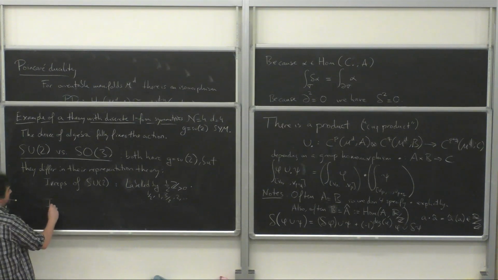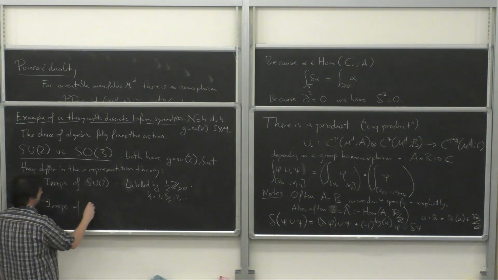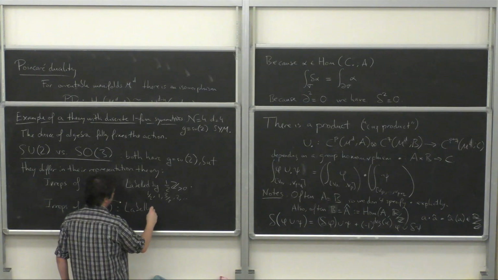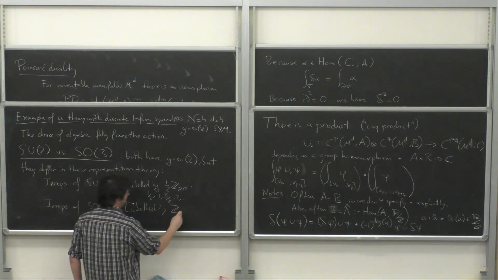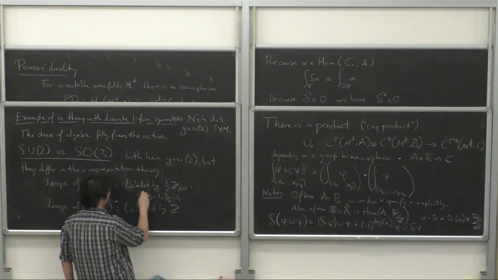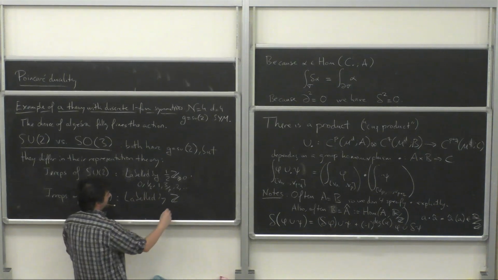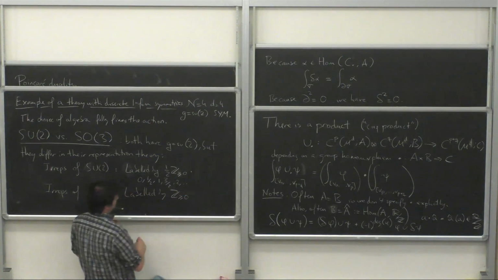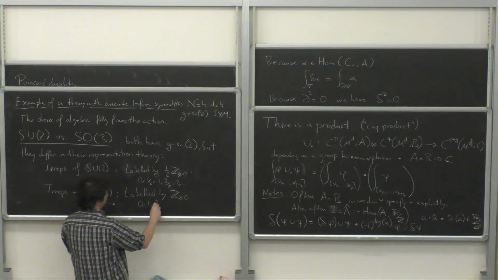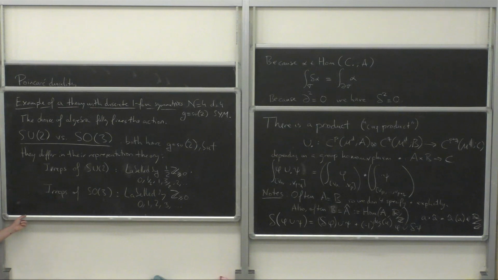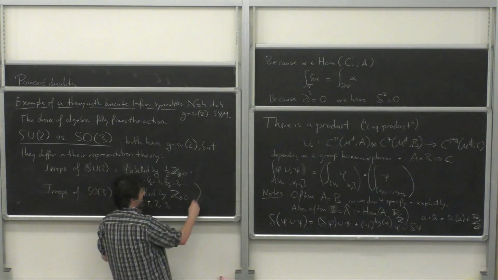But the irreps of SO(3) are labeled by, I should write the 0, right? This is the singlet. These are labeled by integer spins, and so on. This is familiar to everybody, I expect. So I'm going to refer to this label as the spin.